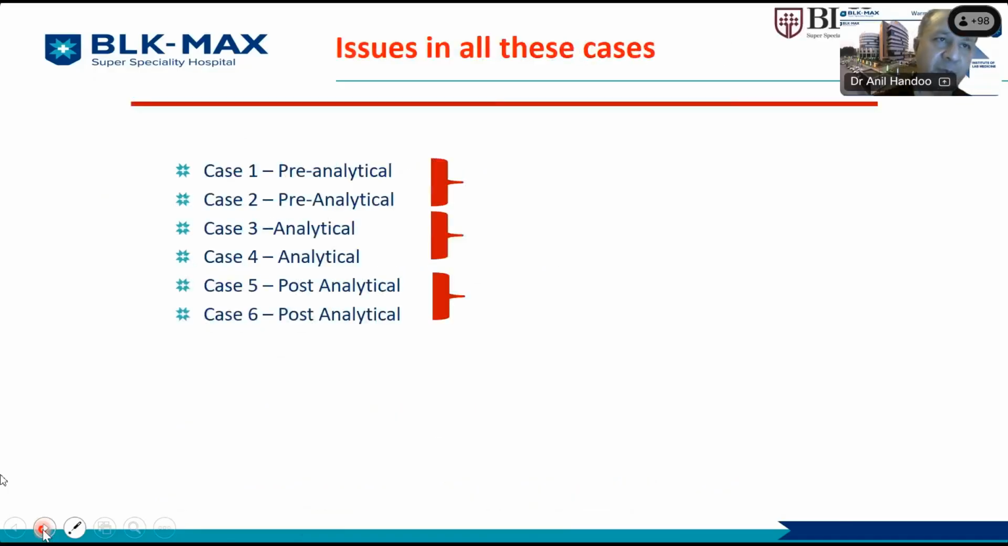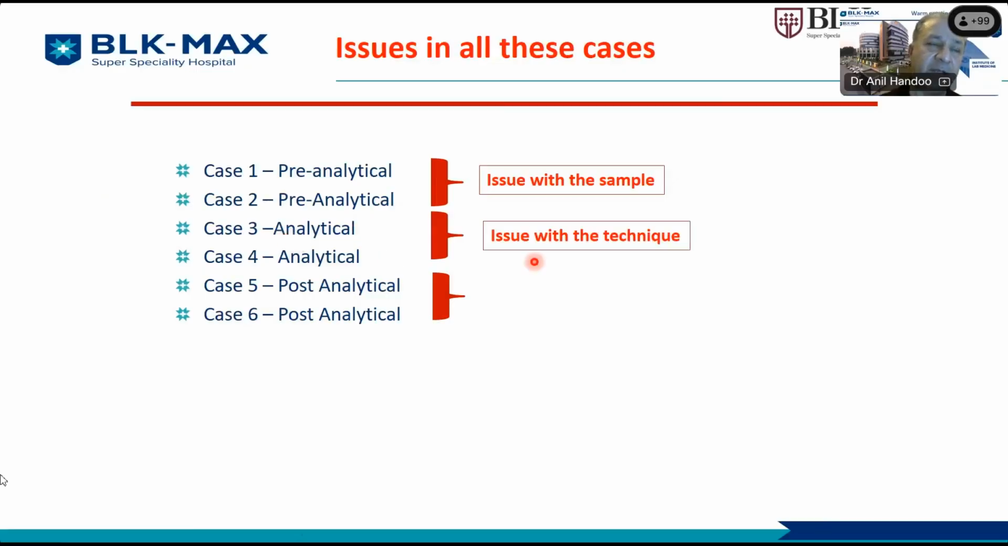So now if you look at the issues in all these cases, in the first two cases you have the pre-analytical issue. That means the issue was with the sample. If you look at case 3 and case 4, there was an issue with the way the entire thing had been processed, the technical issue. So it was an issue with the technique. And if you look at case number 5 and 6, it was an interpretative issue, or the analysis issue, which was actually affecting these cases.